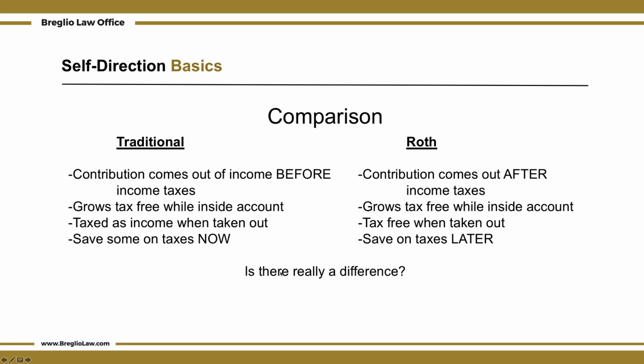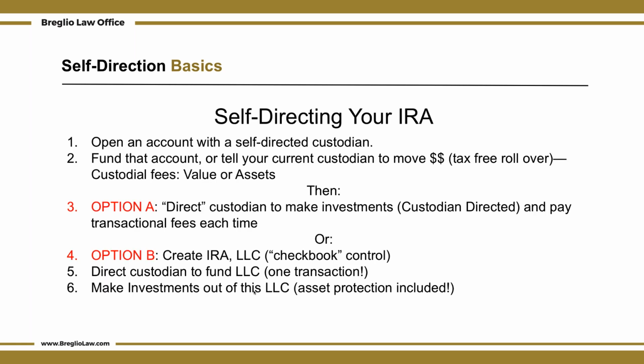And again, you can self-direct both kinds. You can self-direct a traditional IRA, a Roth IRA, a traditional 401k, and a Roth 401k. Those are just the types of accounts within those two categories. Okay, self-directing your IRA. This is a step-by-step of how to get started in self-directing with your IRA. The first step is to open an account with a self-directed custodian.